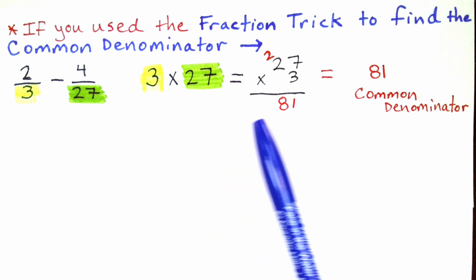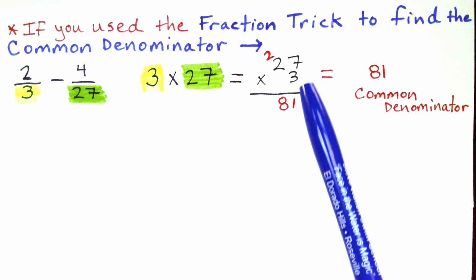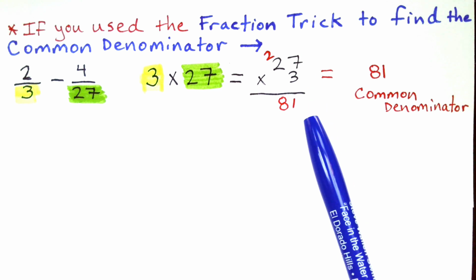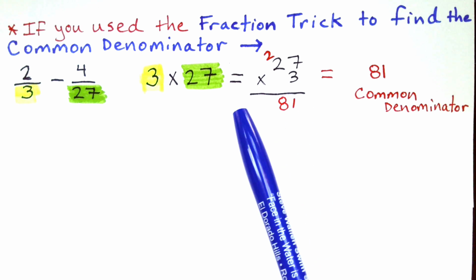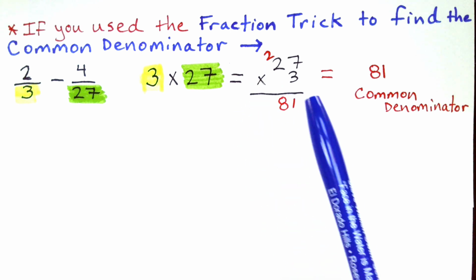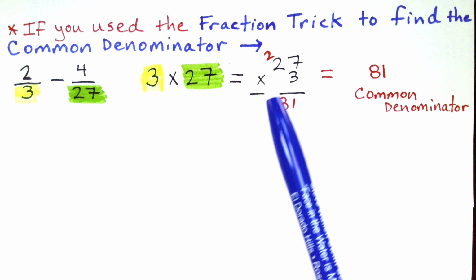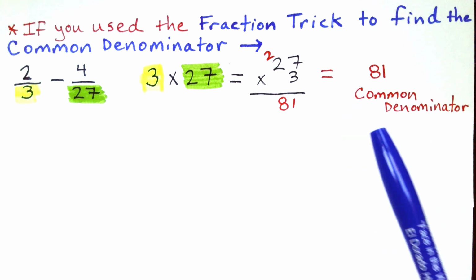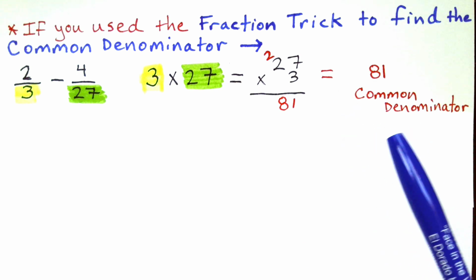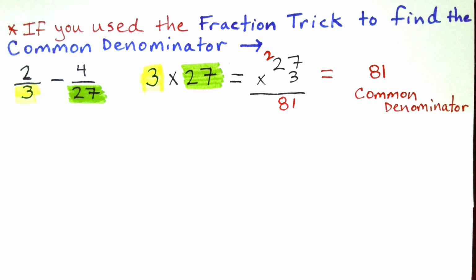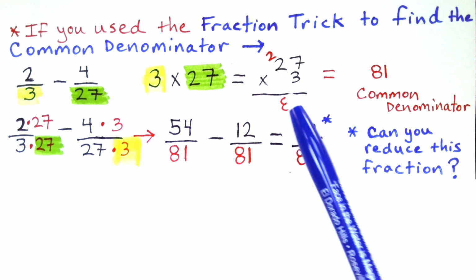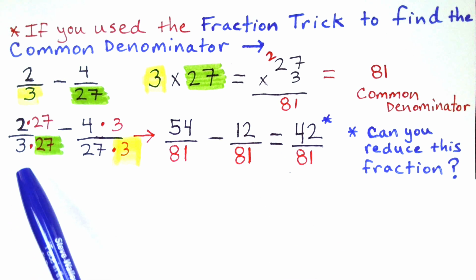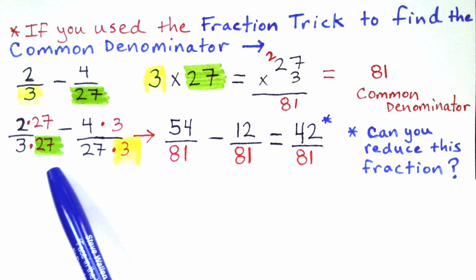So 3 times 27 can be written like this. 3 times 7 is 21, put the 1 down here, I carry the 2. 3 times 2 is 6, plus 2 is 8. 3 times 27 is 81. 81 will be your common denominator. What did you do after that? Okay, so the next steps to follow is, since you multiplied 3 times 27 to get the common denominator, here where the denominator was 3, you'd multiply 27.